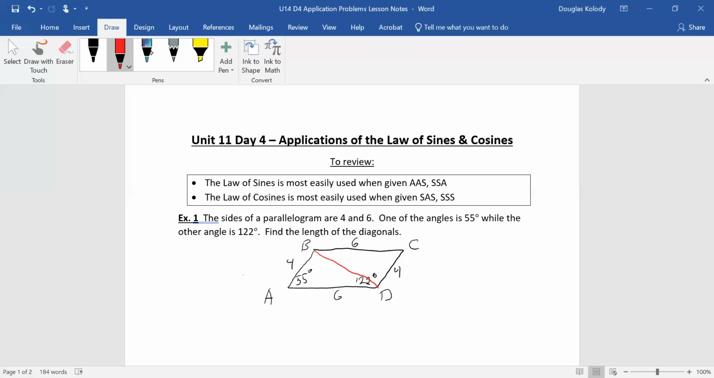And then let me use my moon pen. I call this the moon pen because it's so starry. I'll do the other diagonal right here.